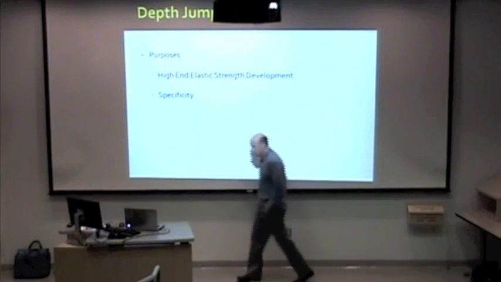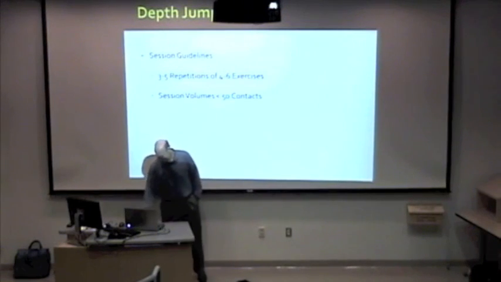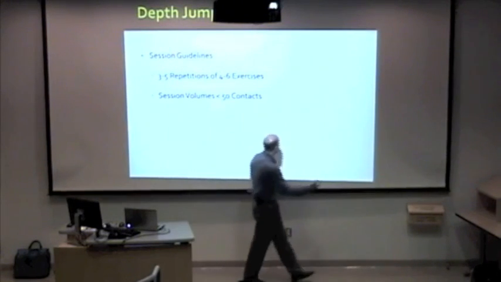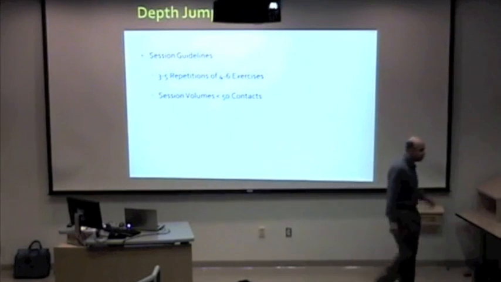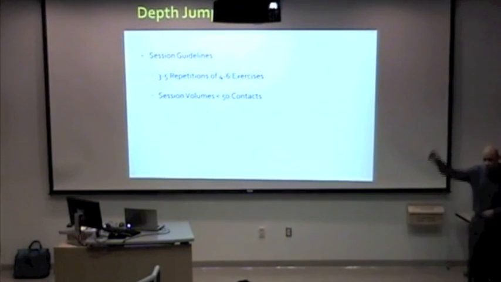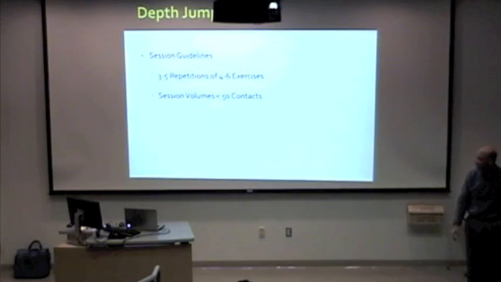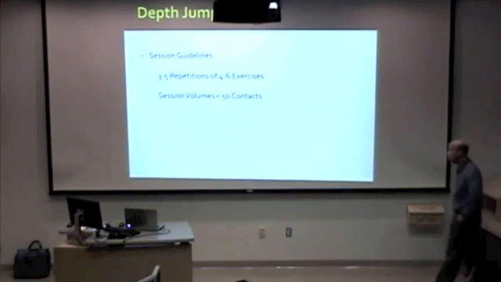As far as parameters, what I typically will do with these types of exercises, not much. This is not the time when you want to get fancy. Anytime you are working high on the volume end of things or high on the intensity end of things, you don't want to get overly fancy. So 3 to 5 repetitions of 5 to 6 different exercises, and I normally work around 40 contacts or so. I don't think I've ever gone over 50 contacts.